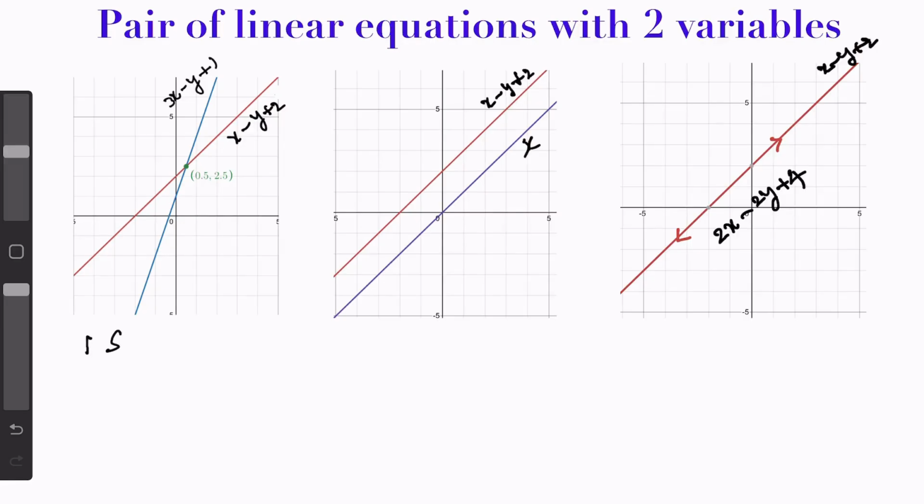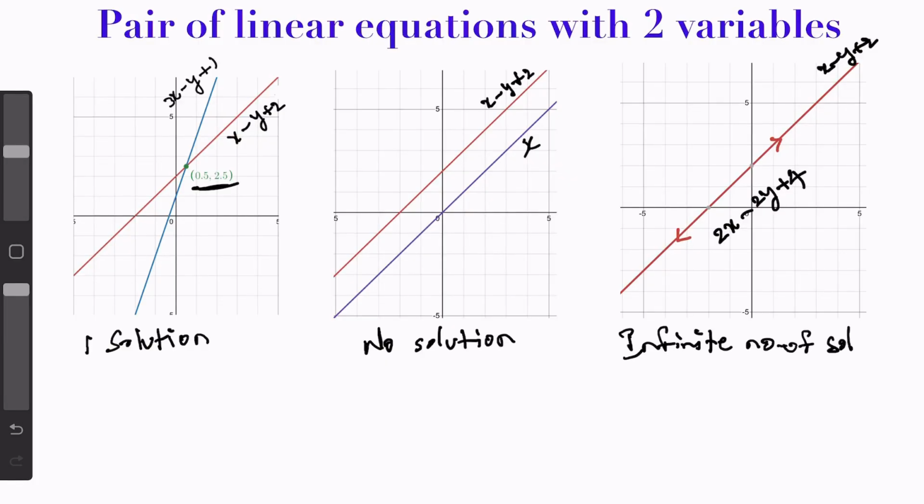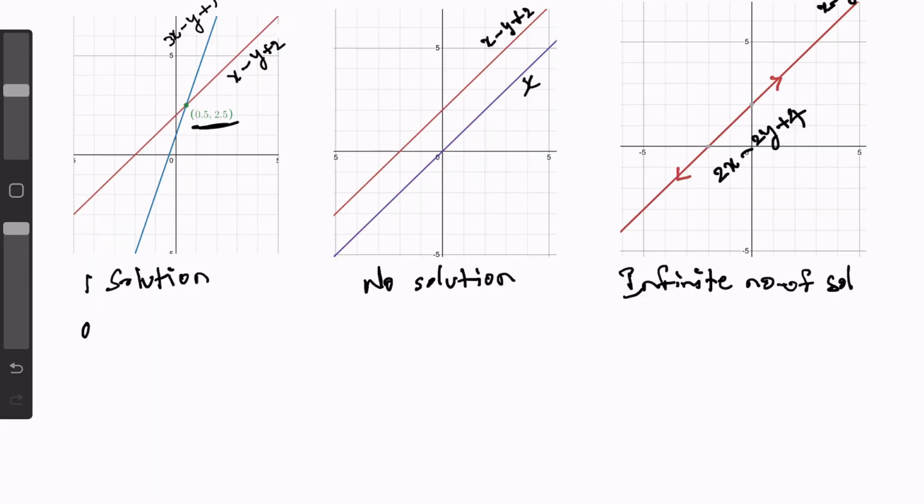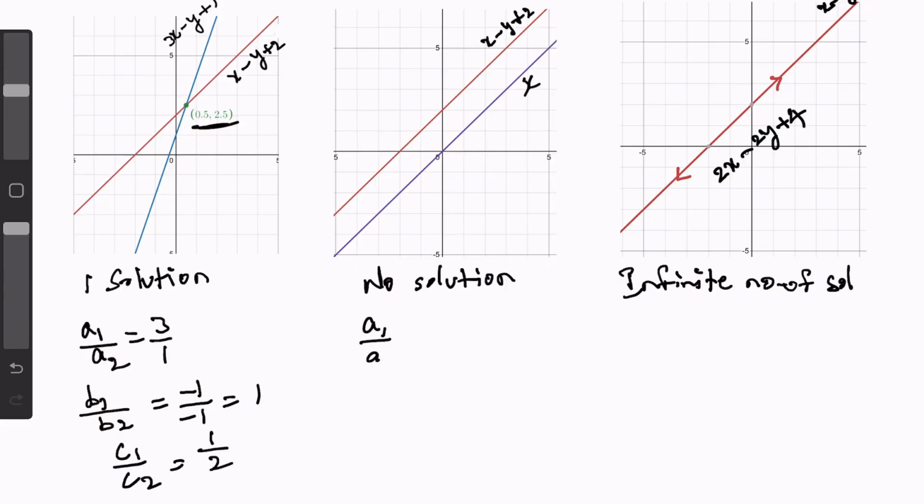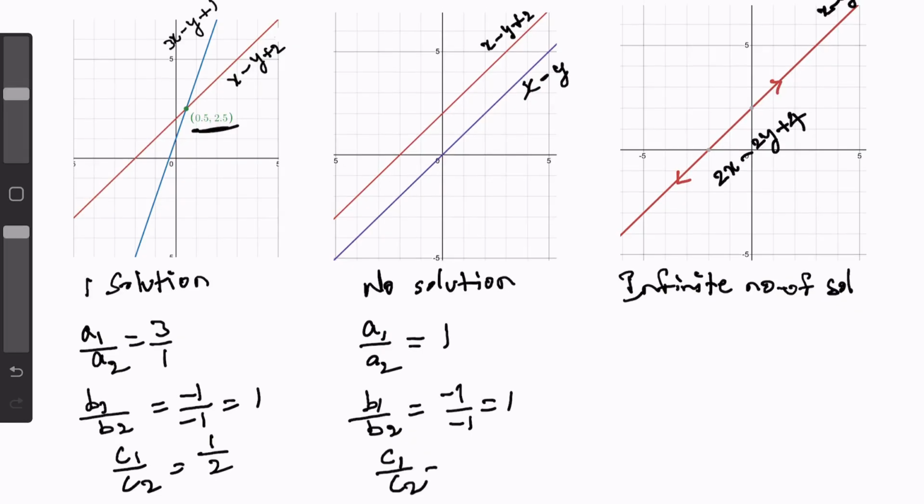Let's take some examples. In the first figure they are intersecting, so they have one solution, and in the second figure they have no solution because they are parallel, and in the third figure they have an infinite number of solutions because they are coincidental. Let's see these in detail. a1 by a2 will be 3 by 1, and b1 by b2 will be minus 1 by minus 1, that equals 1. c1 by c2 will be 1 by 2. For the second one, a1 by a2 equals 1, b1 by b2 equals minus 1 by minus 1, that equals 1, and c1 by c2 will be 2 by 0, that is not defined.